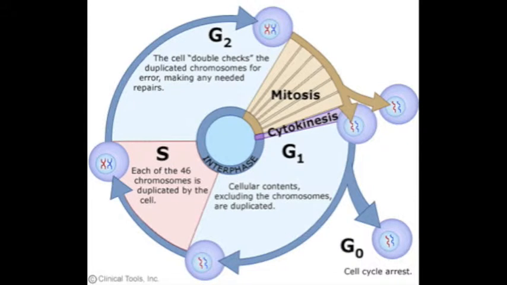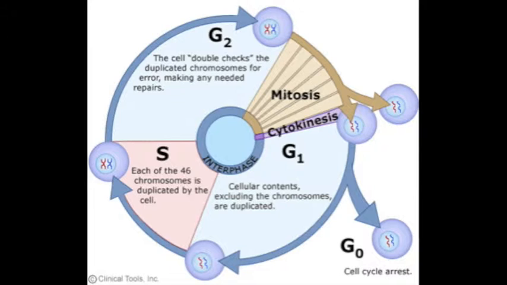There are three main components of the cell cycle: interphase, mitosis, and cytokinesis. Interphase accounts for 90% of the cell cycle. During interphase, the cell grows and copies its chromosomes in preparation for cell division. Interphase can be divided into three subphases: the G1 phase, the S phase, and the G2 phase.